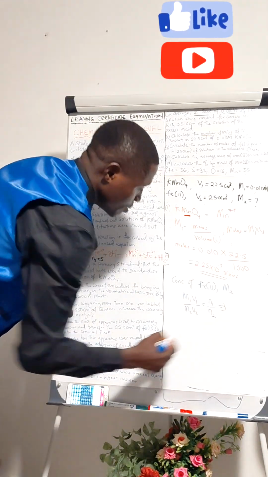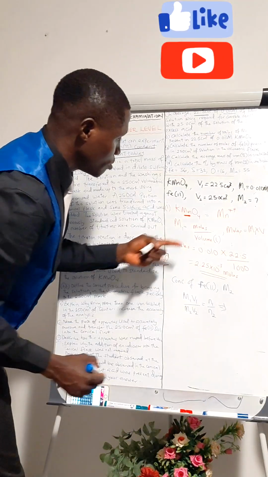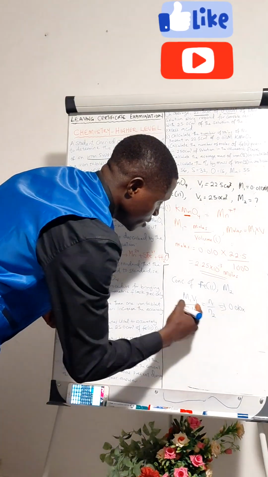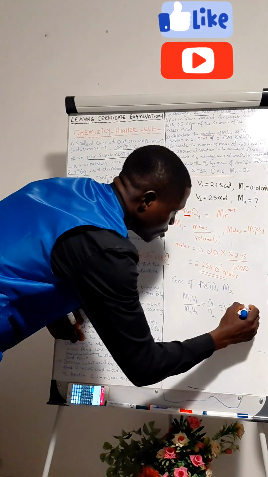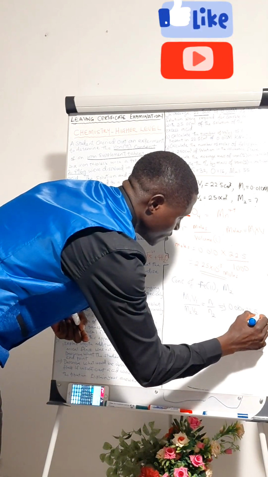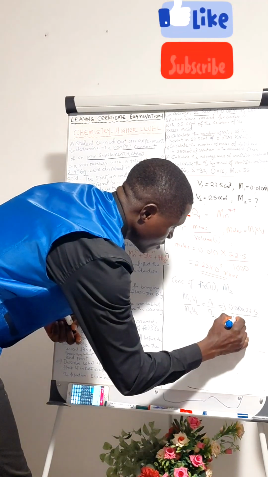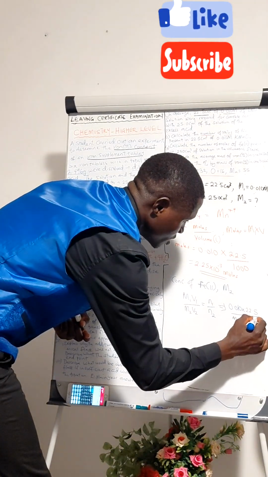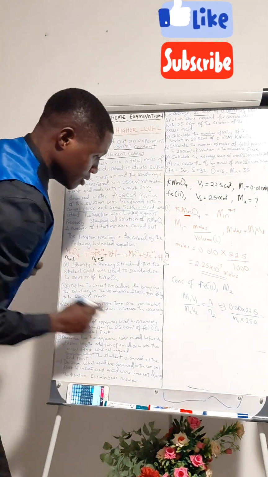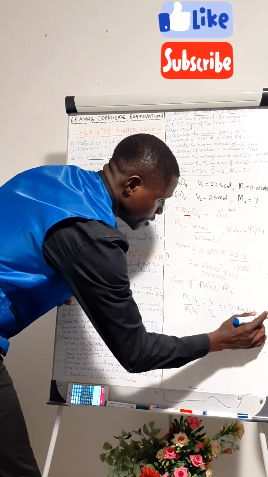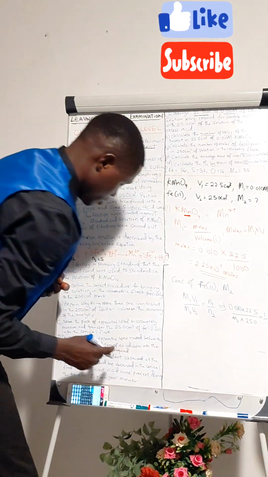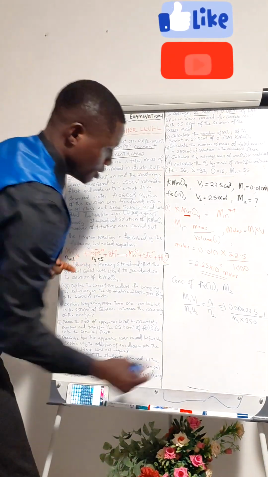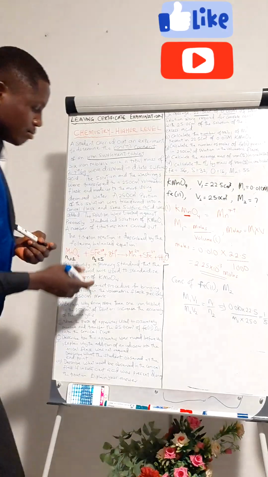So in application, M1 is 0.01 times V1, which is 22.5, all over M2, which is what we are looking for, and V2 is 25.0, equal to N1, which is 1, and N2, which is 5 according to the chemical equation. So you always get your N from the chemical equation.